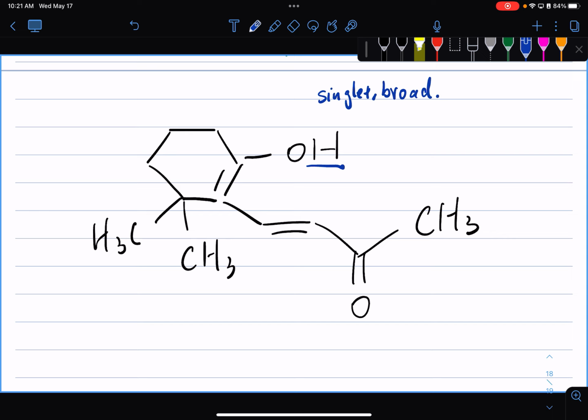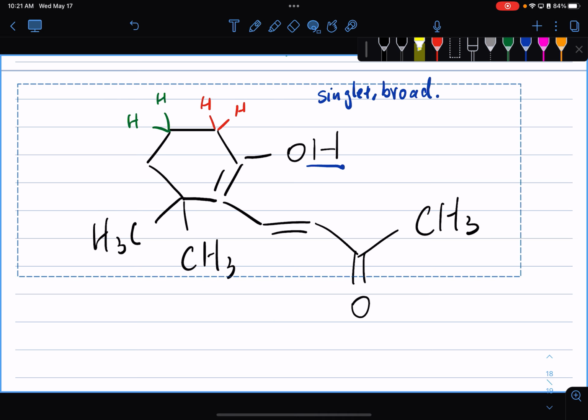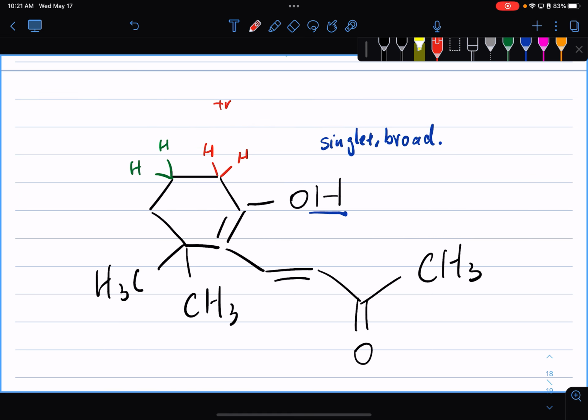And then let's move on throughout this ring. The next one here, we have 2 hydrogen attached to it. And then here on its neighbor, we have another 2 hydrogen attached to it. So the red one will be a triplet. All right, so the reason this one is a triplet is you have the two green hydrogen acting as its neighbor.